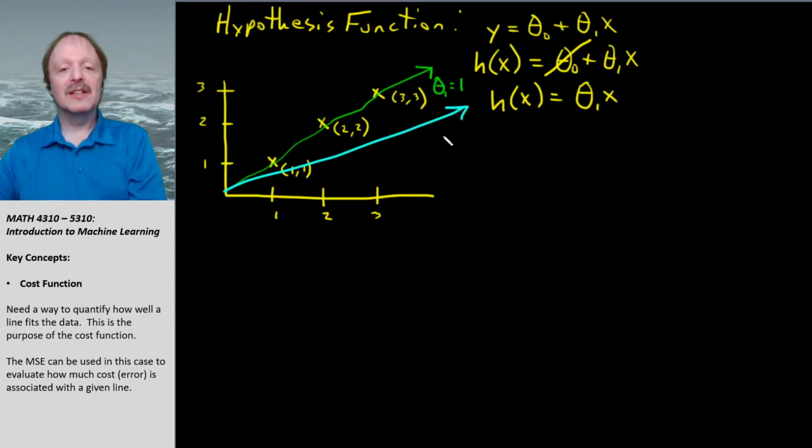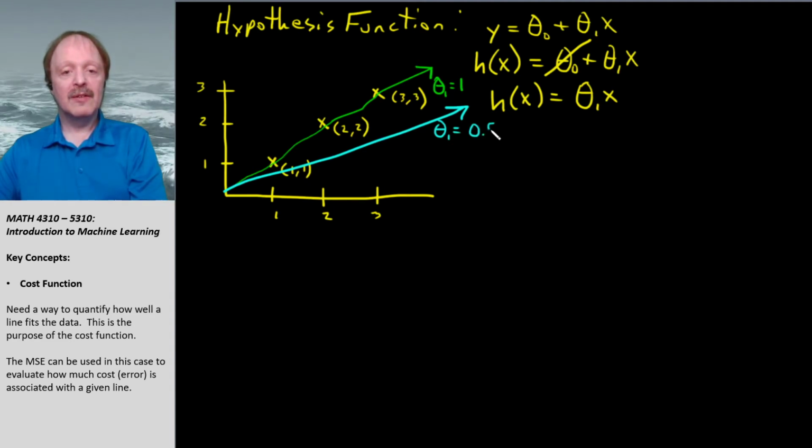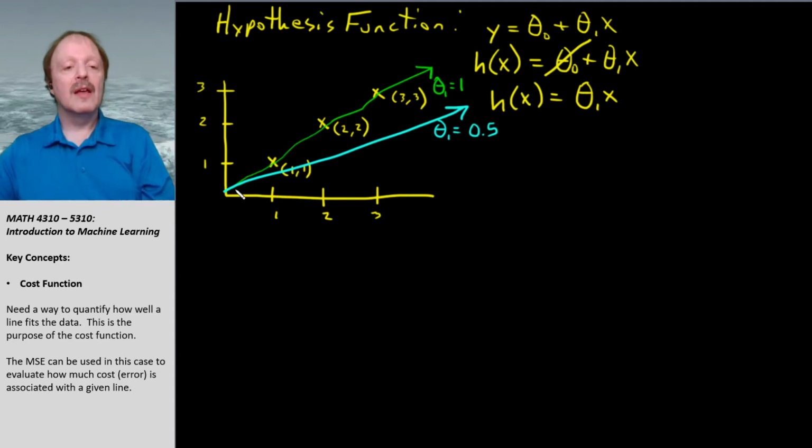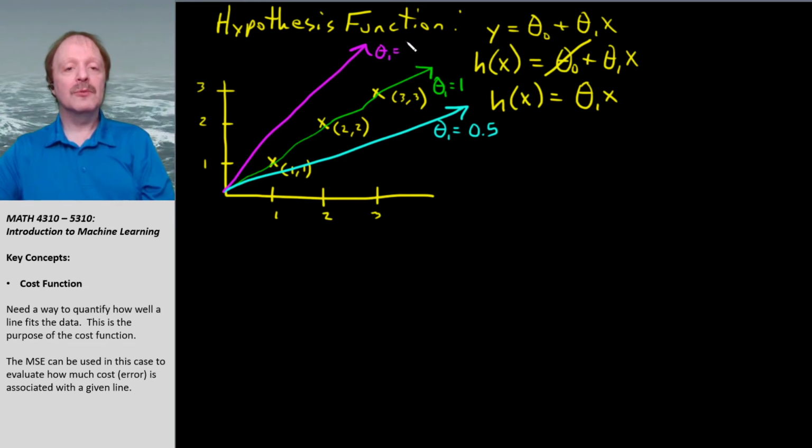Much better, straight line. And I'm going to say that this theta 1 is equal to 0.5, okay? And then I'm going to make a different guess, like this. And this one is going to be theta 1 equals 1.5, okay? So I have 3 different lines that are forming.